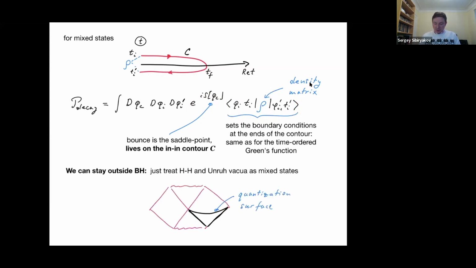If I look closer at what these conditions are, they're actually the same as for the time-ordered Green's function on this contour, because essentially the Green's function is given by the same path integral, the Green's function in the in-in formalism. And given that I know how to do things for mixed states, then in the case of the black hole, I can really restrict to the outside region. So I can perform the whole computation and define my vacuum states on the portion of the surface which is outside the black hole. Different vacuum states will be just different mixed states on this surface.